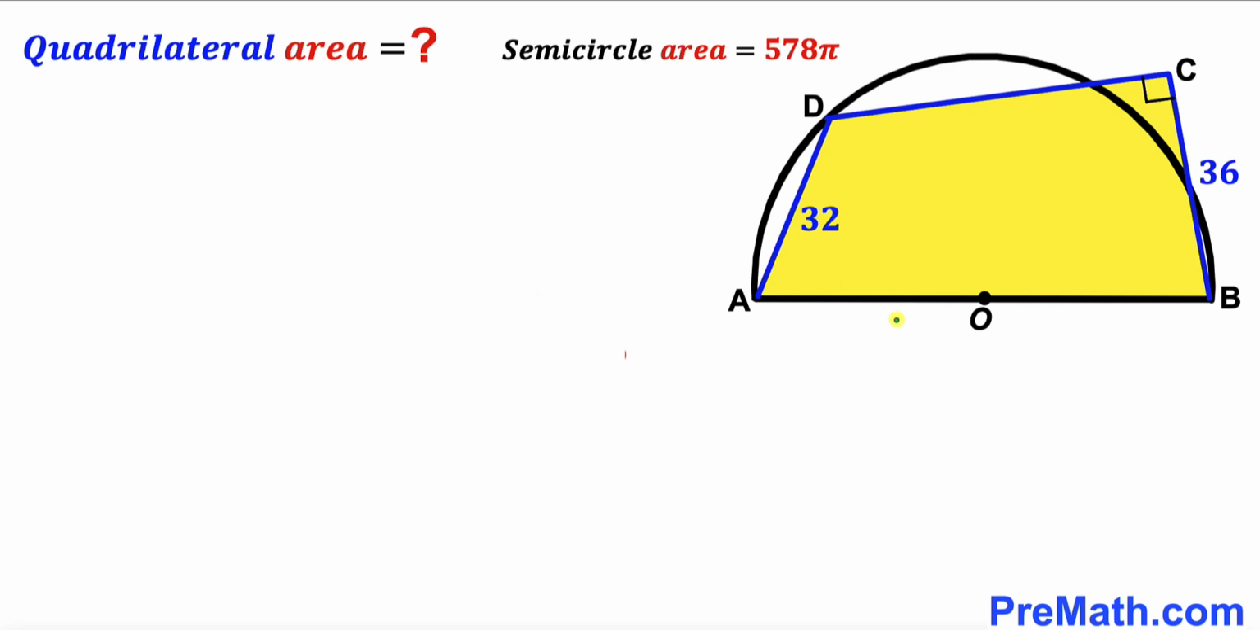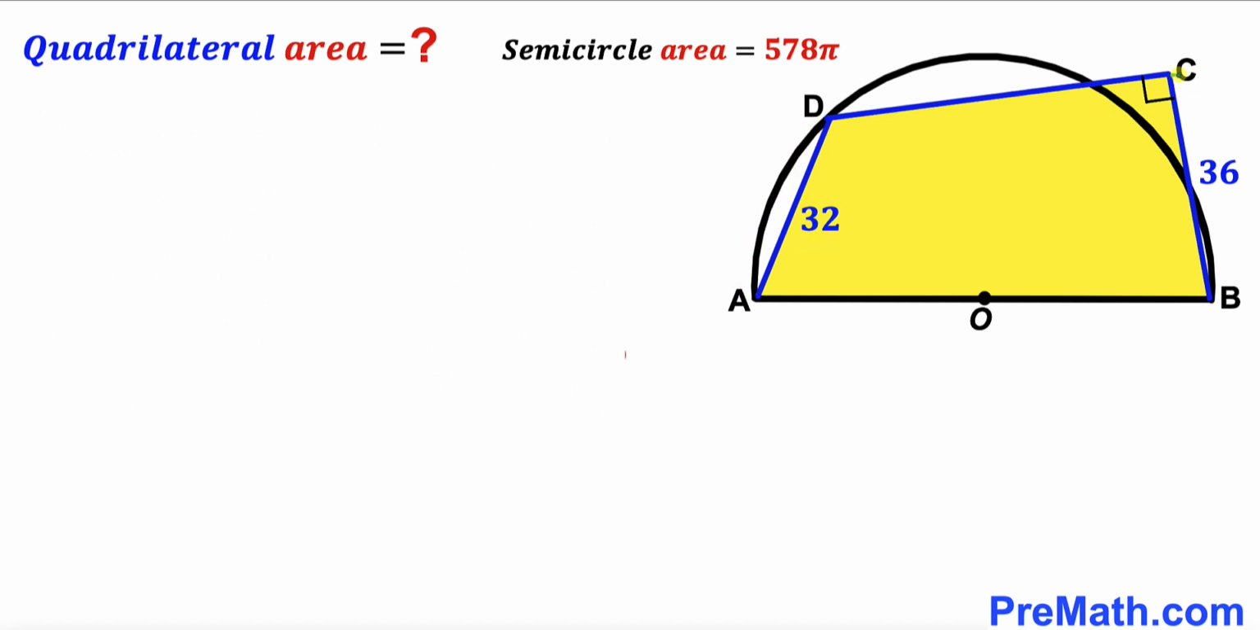Welcome to PreMath. In this video, we have this semicircle with the center O and the yellow shaded quadrilateral ABCD put together, as you can see in this given diagram, such that the area of this semicircle has been given to us as 578 pi square units. And moreover, this side length AD is 32 units.